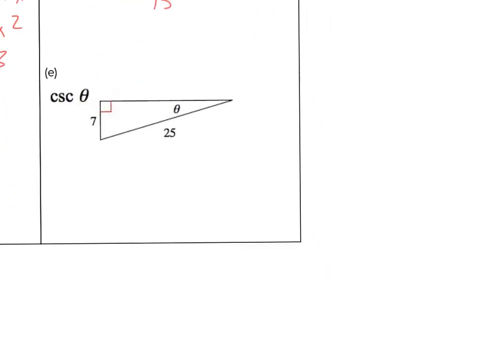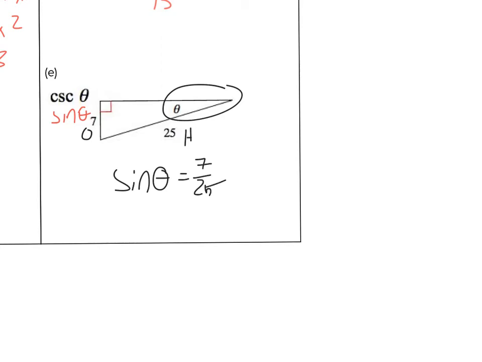For number E, we're looking for cosecant. That goes with sine of theta, because it's the wrong letter. And here we've got our angle, our opposite, and our hypotenuse. Oh, that's so nice. First one where we don't actually have to Pythagorize. Sine of theta is equal to 7 over 25. That means that cosecant of theta is equal to 25 over 7.